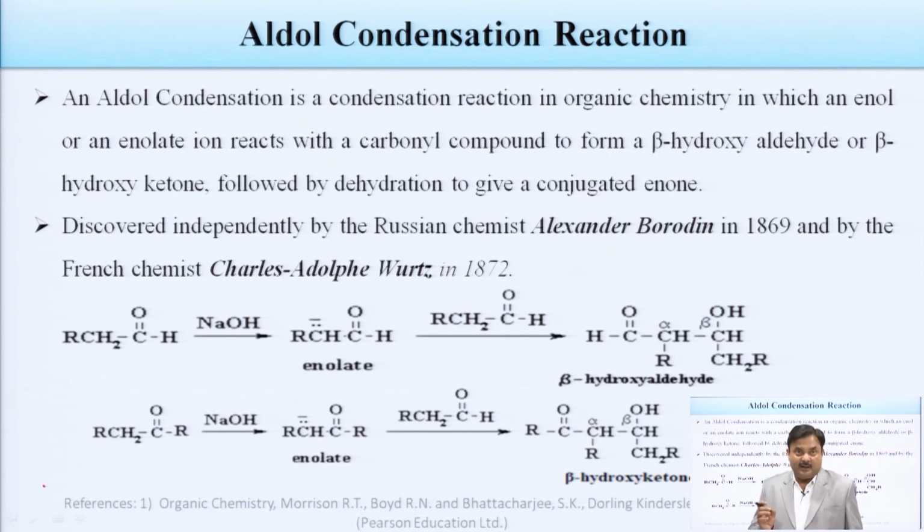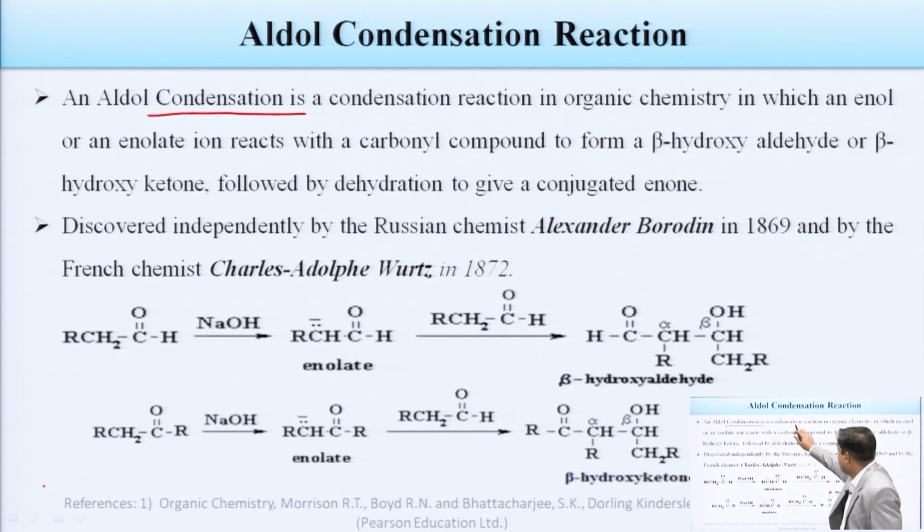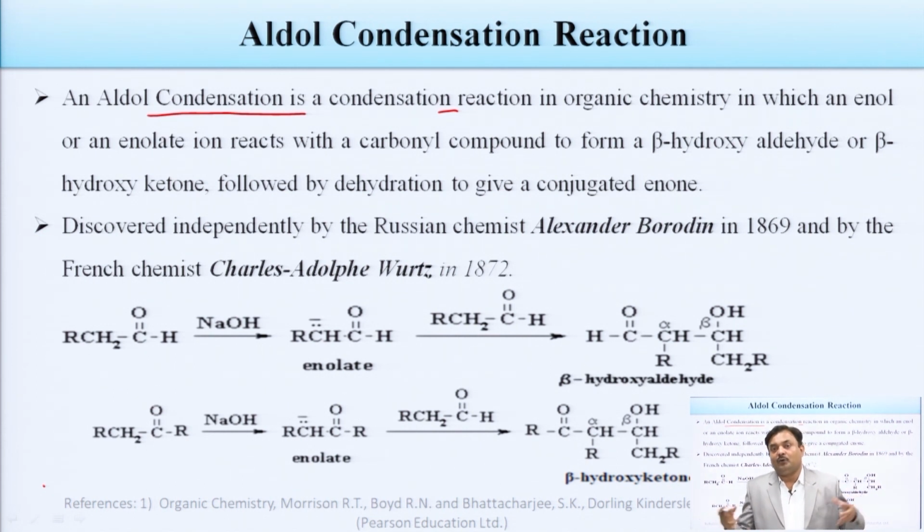So, you can remember aldol condensation as a method of preparation for alpha beta unsaturated carbonyl compounds. How does this reaction occur? We will see one by one. You can see in the PPT, an aldol condensation is a condensation. When I talk about condensation, it is a reaction where two molecules join with the removal of 1 mole of water or ethanol. That reaction is known as a condensation reaction.